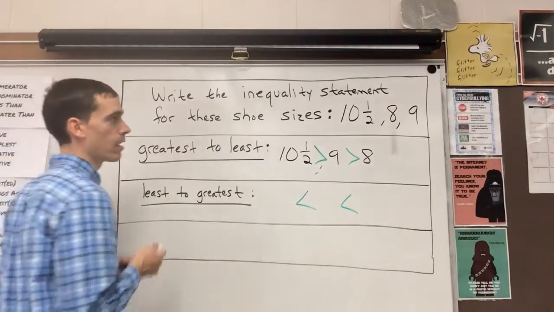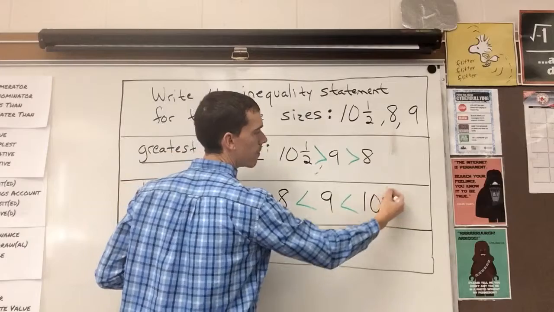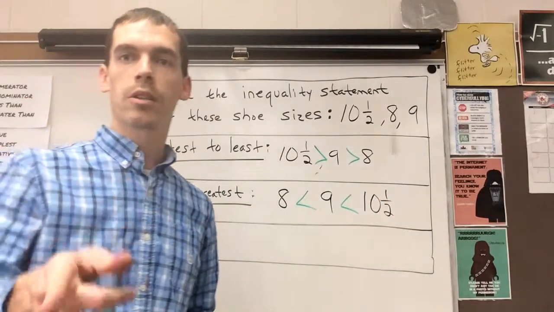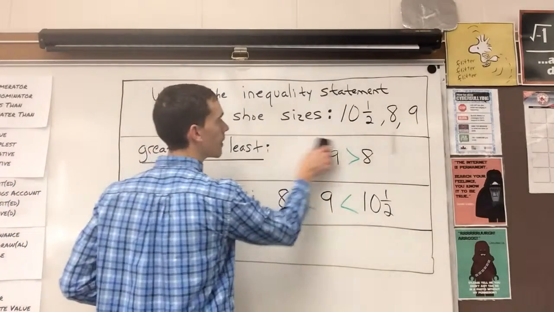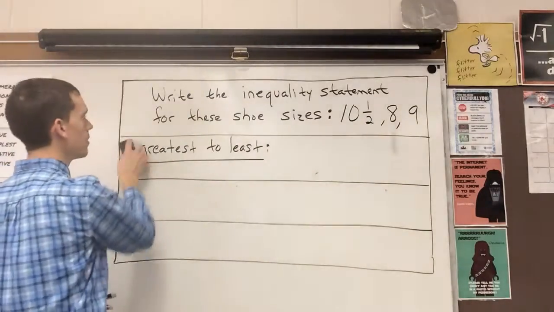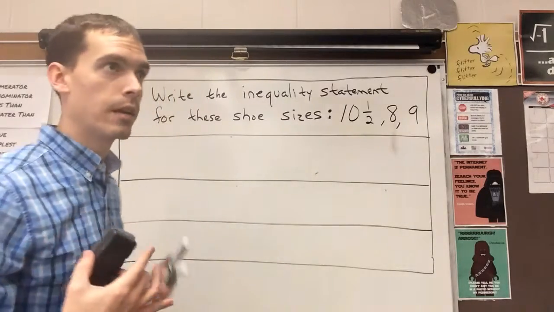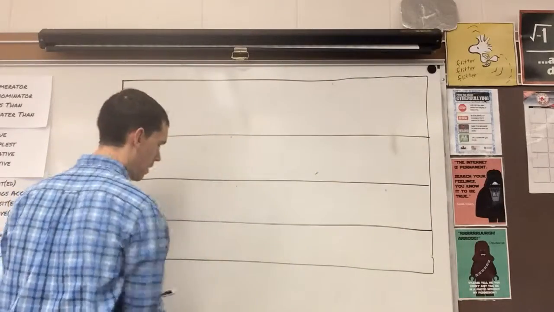So this time from the least to greatest, lowest value is 8, next is 9, and then followed by 10.5. So pause here so you can catch up with that really quick. Then what we're going to do is we're going to look at example 2. And example 2 is interpreting rainfall. And this one comes at us pretty quick.